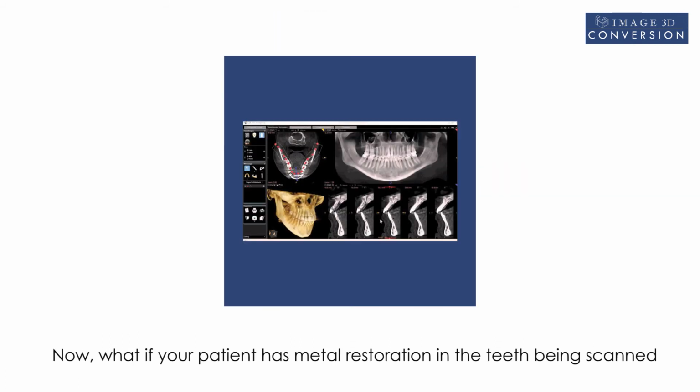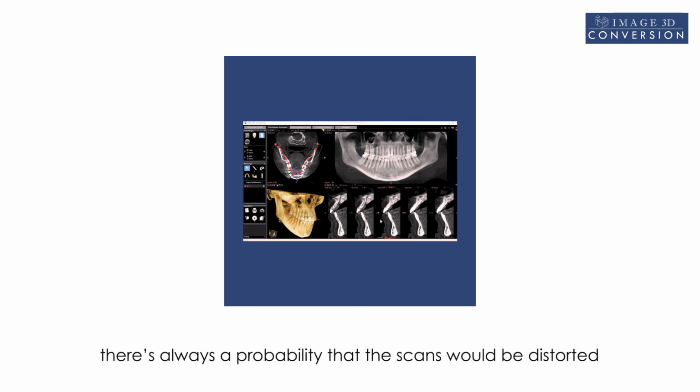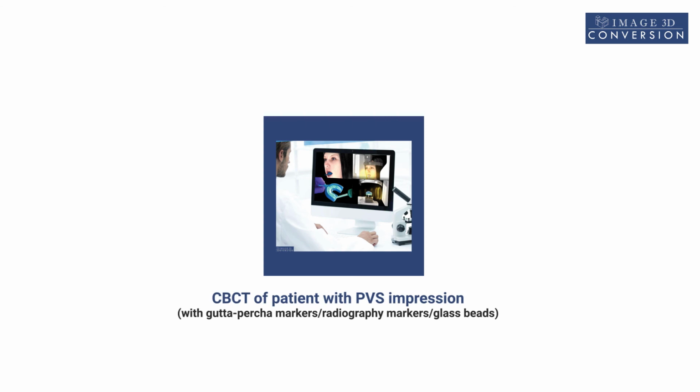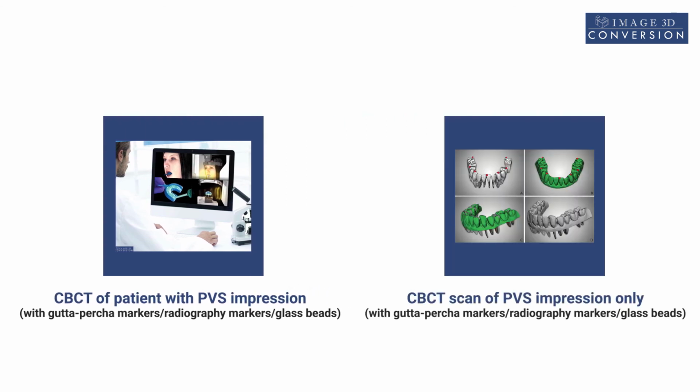Now, what if your patient has metal restoration in the teeth being scanned? There's always a probability the scans would be distorted. In case you face the clinical hurdle due to the presence of metal restoration in the CBCT scan of the patient, it is advisable to process the case by following two steps: CBCT of patient with PVS impression, and CBCT scan of PVS impression only.